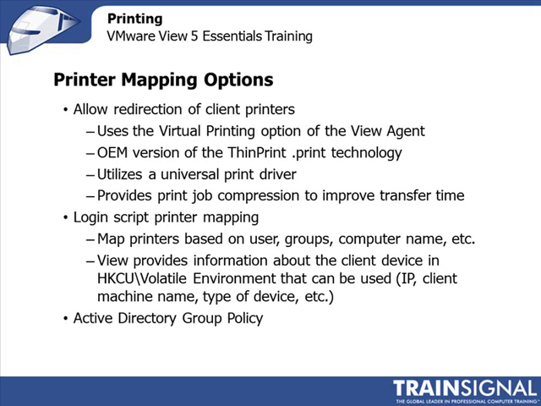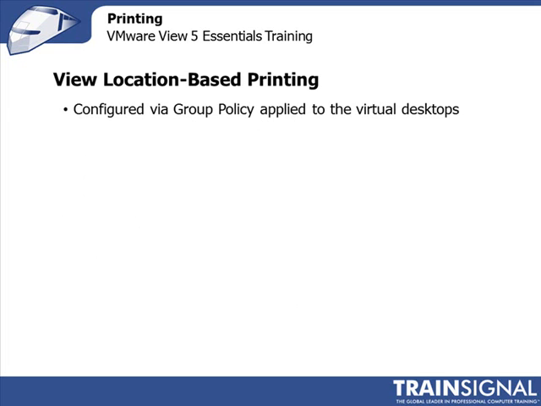You can also deploy printers through Active Directory group policy. And finally, View offers the location-based printing option, which we'll discuss now in more detail. The location-based printing offered with View is configured via group policies that are applied directly to the virtual desktops. View implements this group policy setting via a special DLL that you need to register on the machine that you're going to manage this group policy with.